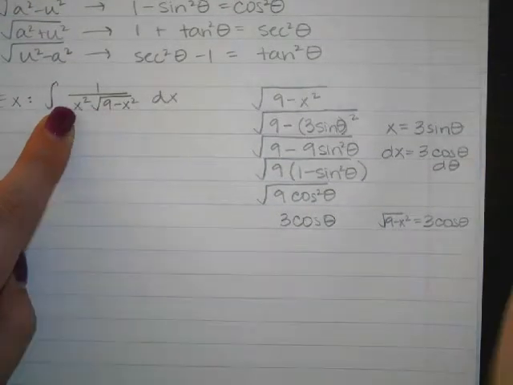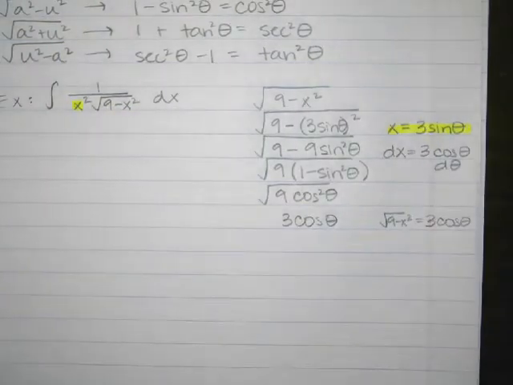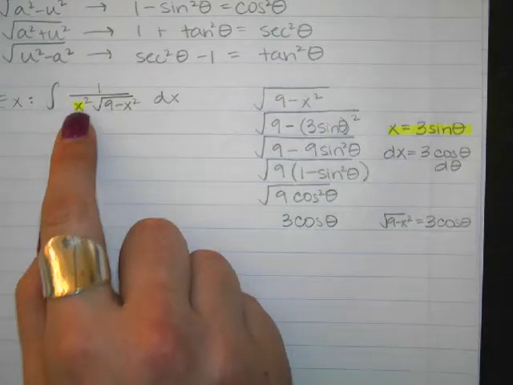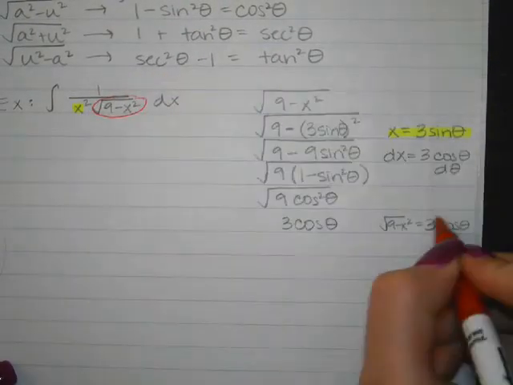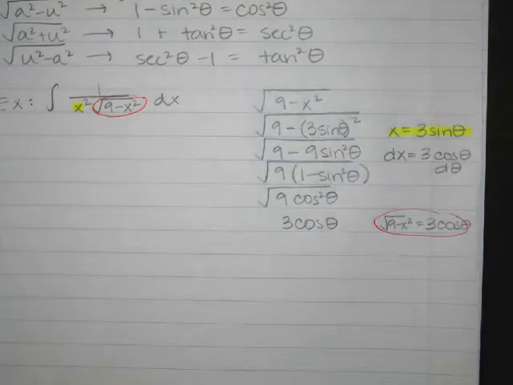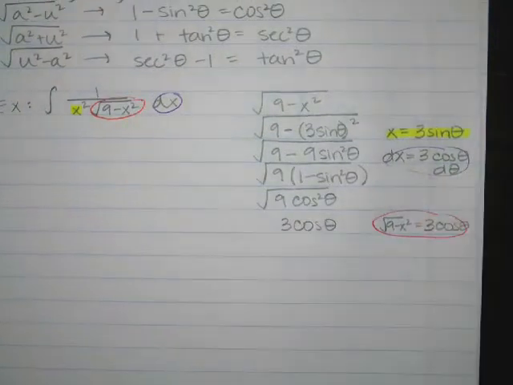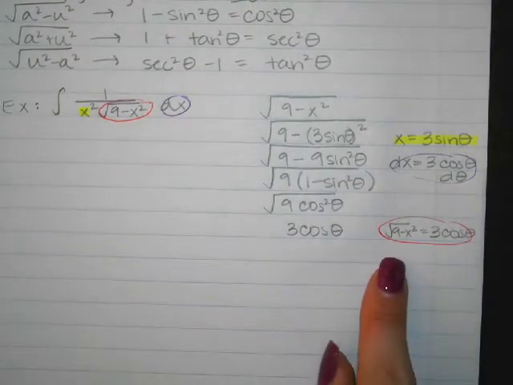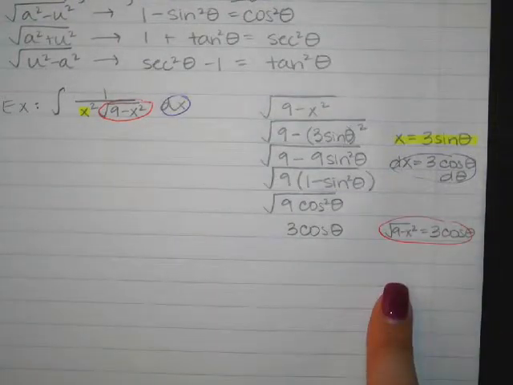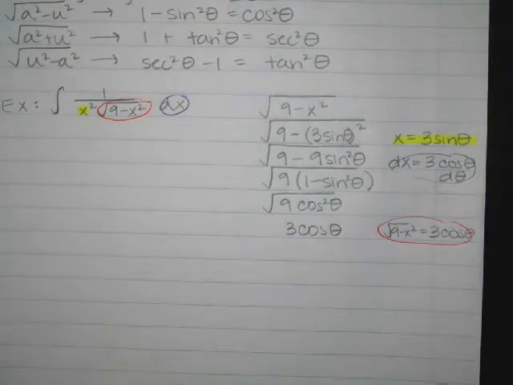So this x right here is going to be replaced with 3 sine theta, and it's x squared, so I'm going to have to multiply it by itself. This expression right here is going to be replaced with 3 cos theta, and then the dx is going to be replaced with 3 cos theta d theta. See how everything that was in terms of x I'm replacing with something in terms of a trig function and a theta instead. So I no longer have a variable of x, now I have a variable of theta.